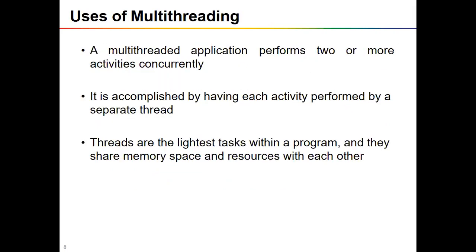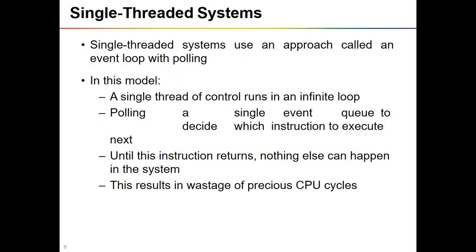What is a thread actually? A thread is a lightweight subprocess, the smallest unit of processing. It is a separate path of execution. Threads are independent. If an exception occurs in one thread, it does not affect other threads. It uses a shared memory area.